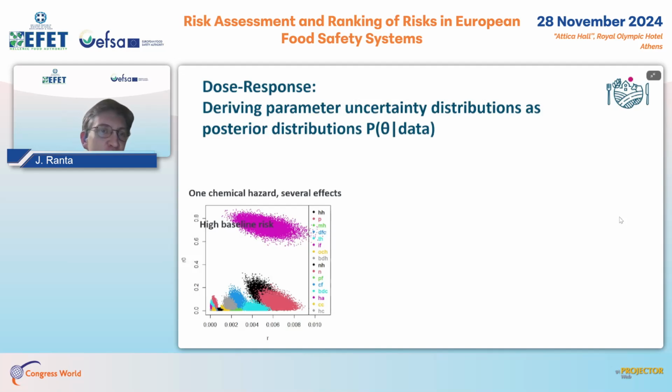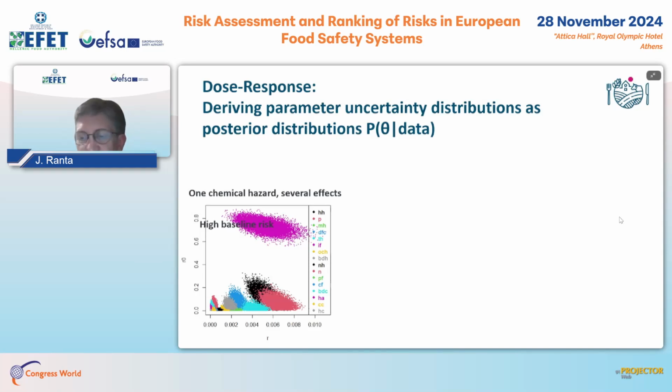You also see that some of these effects already have quite high baseline risk, which means that it might not be so big an effect to change or control the dose, because if the baseline risk is already very high, then it's not so much depending on the exposure that you can control from the food, for example. But for some of those, it's not the case.